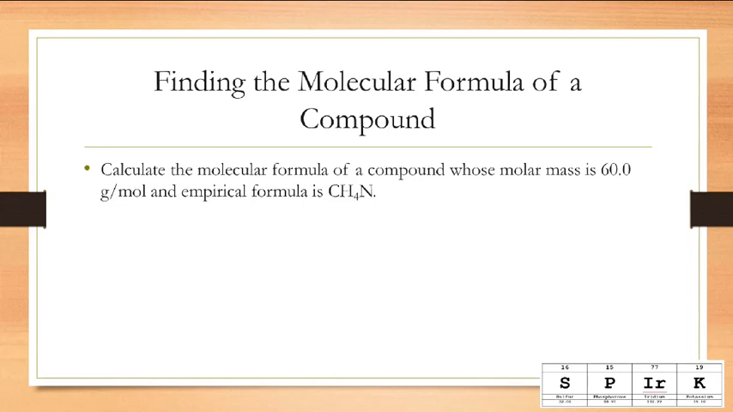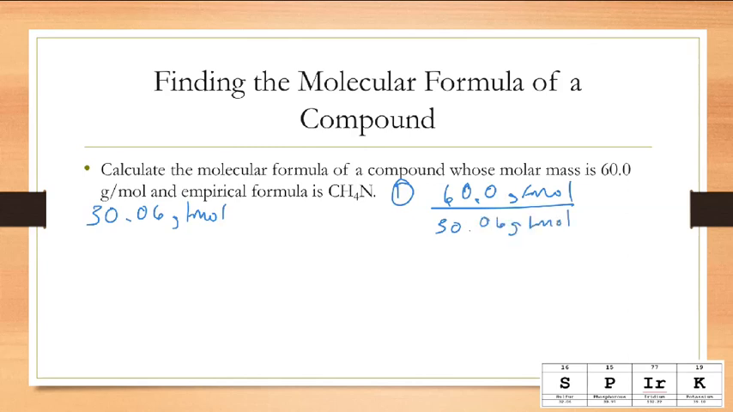So the first thing we need to do is determine the molar mass of this compound. So we know how to do that by now, or we should know how to do that by now. So I'm going to just give us that the molar mass of CH4N is 30.06 grams per mole. So the first thing we need to do is divide the molar mass of our molecular formula by our empirical formula. So our first step is 60.0 grams per mole, and we divide that by our empirical formula's mass.